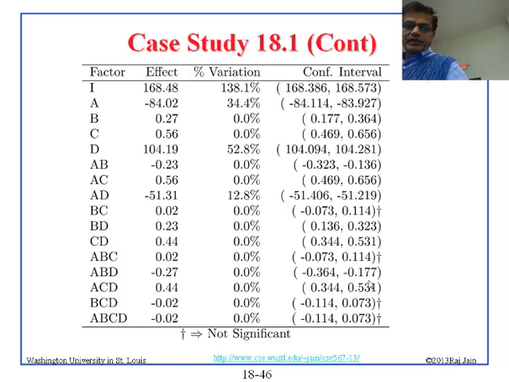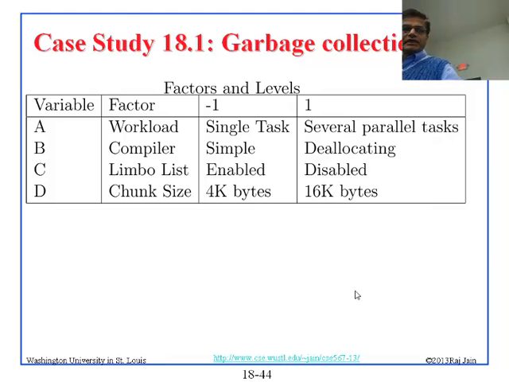All right. So given that, we really have to concentrate on 3 things: A, D, and AD. Now let's see what A, D, and AD are. A is the workload. D is the chunk size. Now, what about the people who designed the limbo list? It doesn't have an effect.